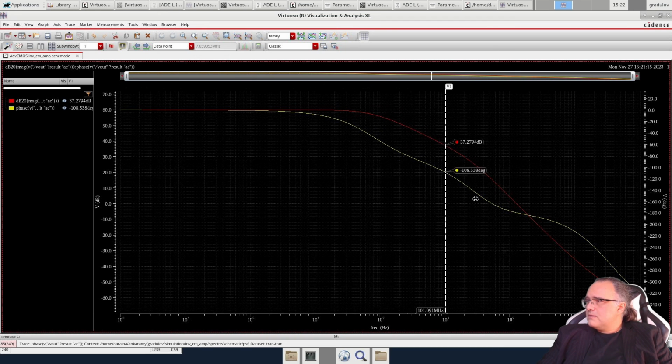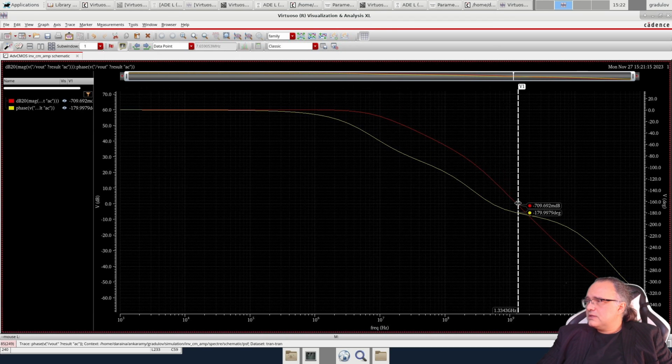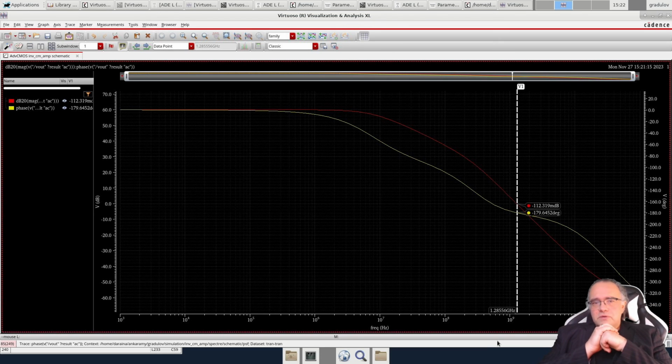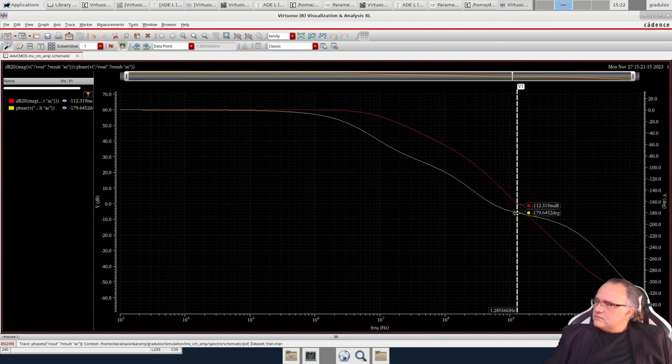So now the unity gain bandwidth frequency is interesting, and this is about here, the unity gain bandwidth. We have a unity gain bandwidth of 1.3 gigahertz approximately. So this is the range of frequency for which the architecture is amplifying signals, and beyond this it cannot amplify anymore, and actually it acts like an attenuator. And then at this frequency you see that the phase rotation is 179.6, almost 180 degrees.